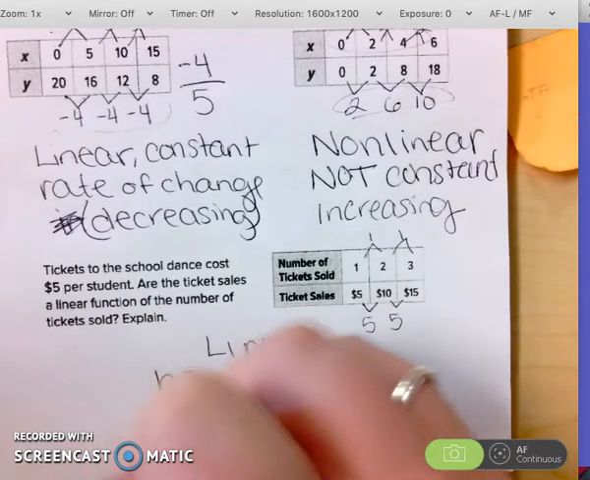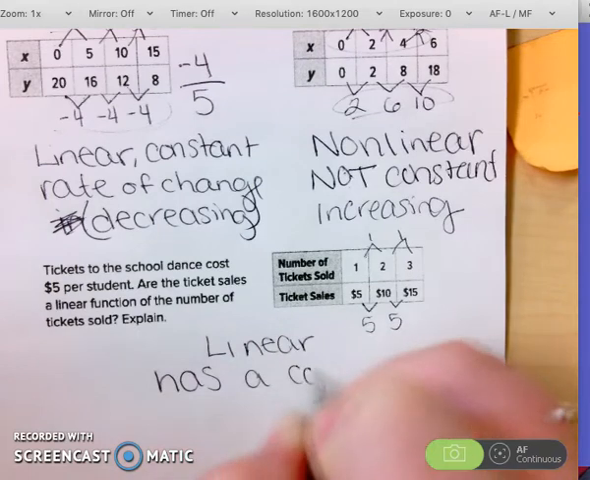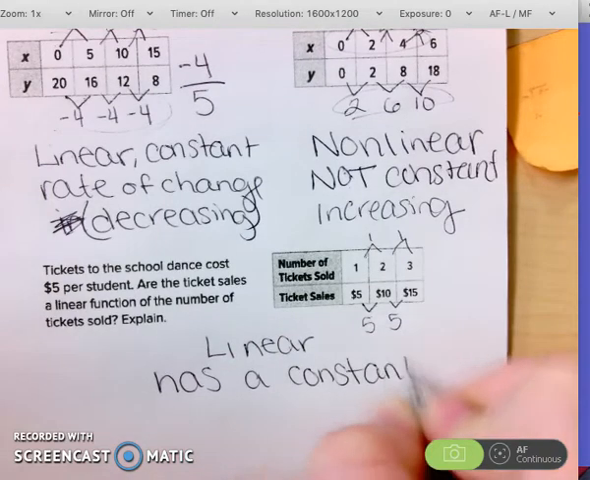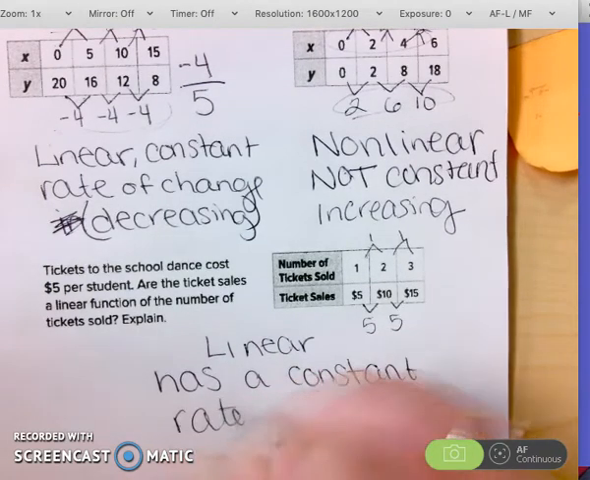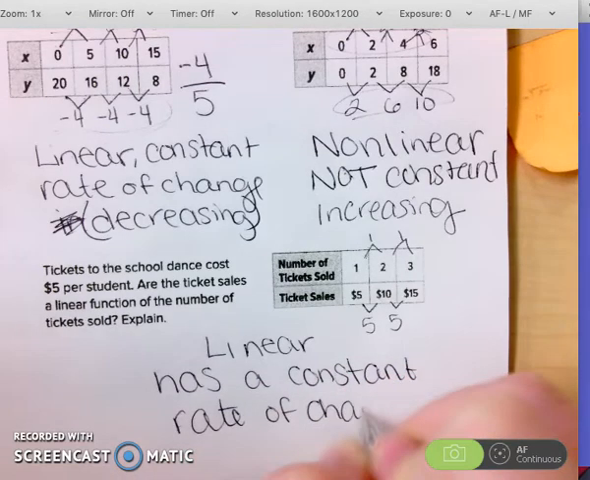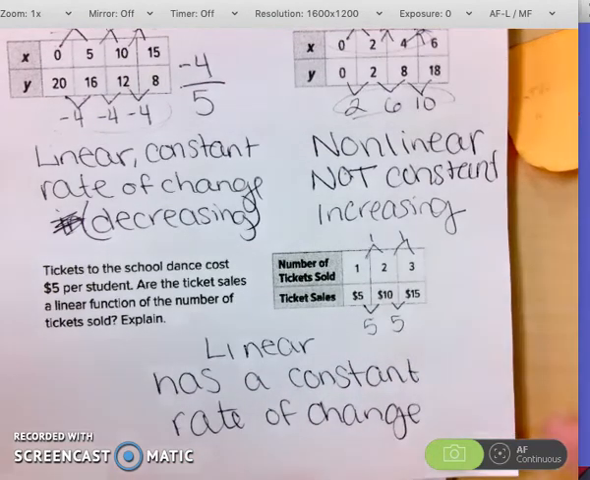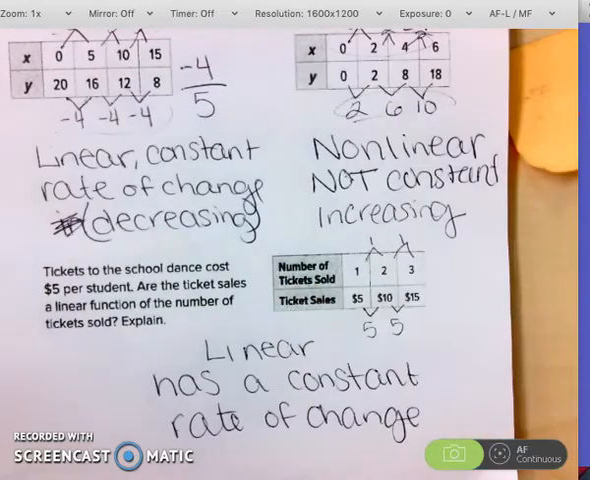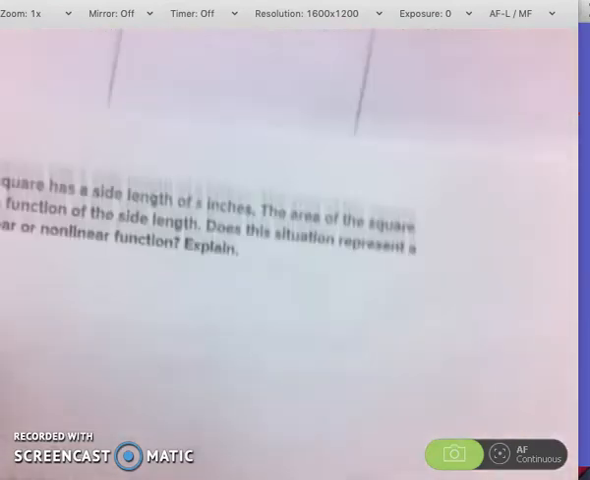It has a constant rate of change. Okay. Next, we have 2 problems left.